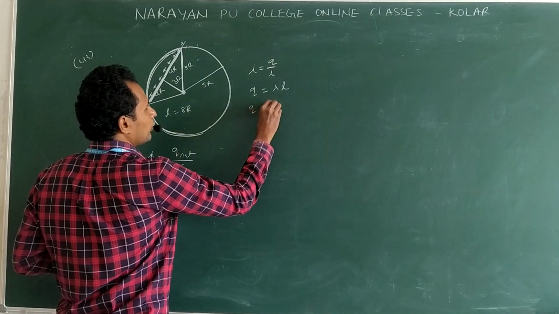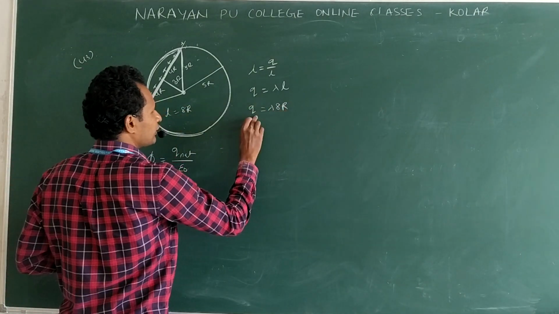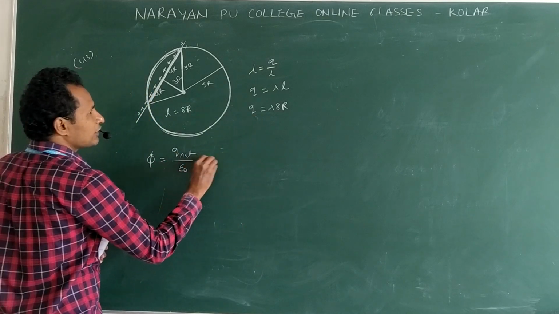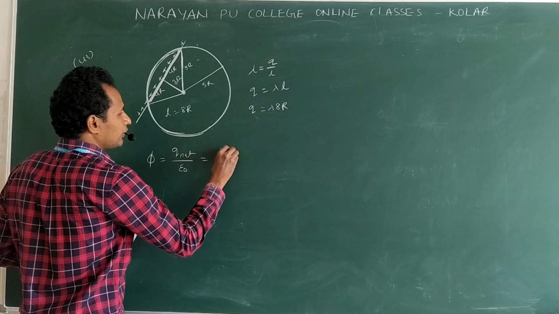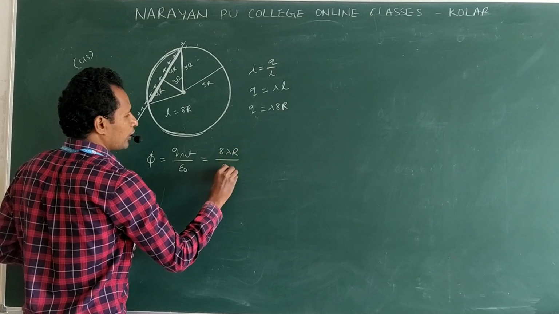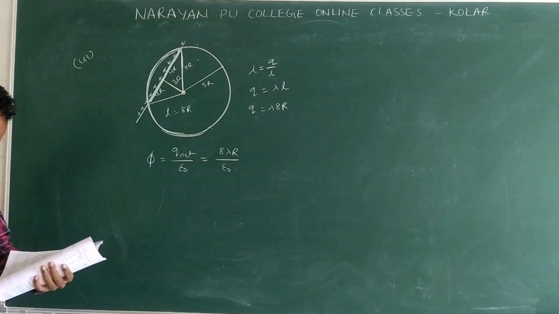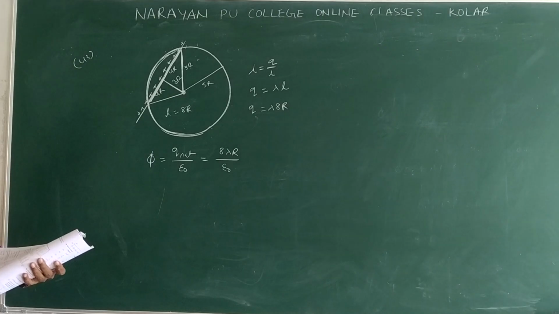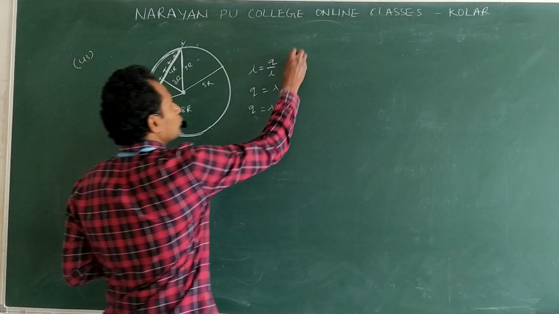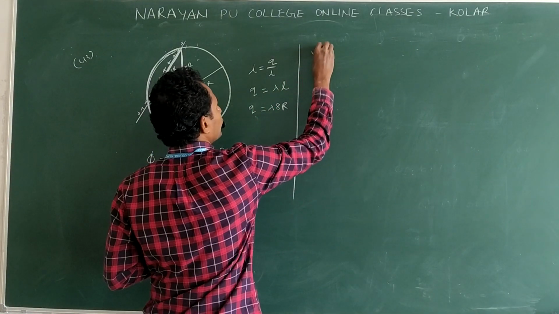Then Q is equal to lambda into 8r. Substitute this Q value here. Then this will be 8 lambda r by epsilon naught. Now the option is 4. Now come to 44.